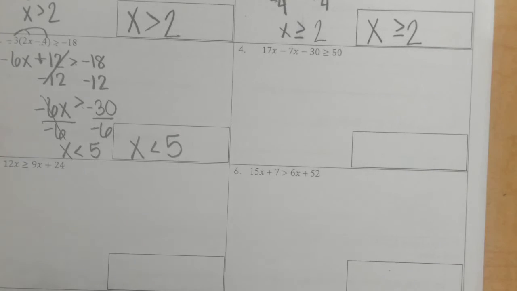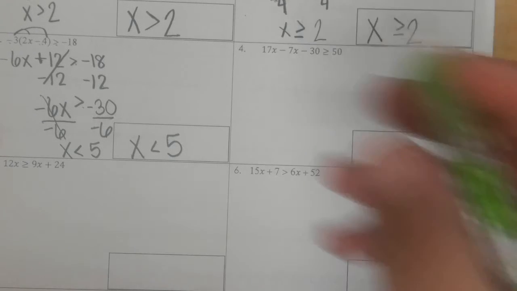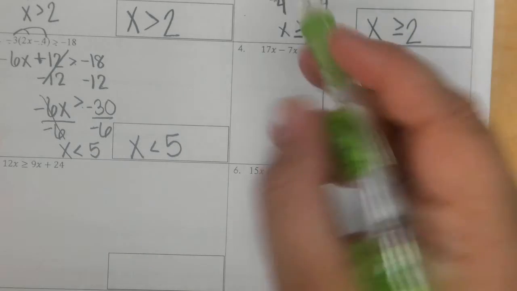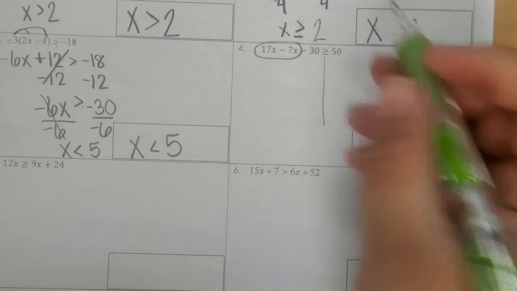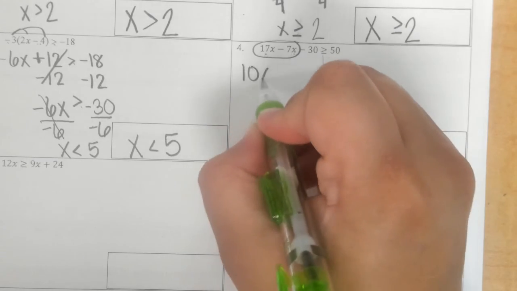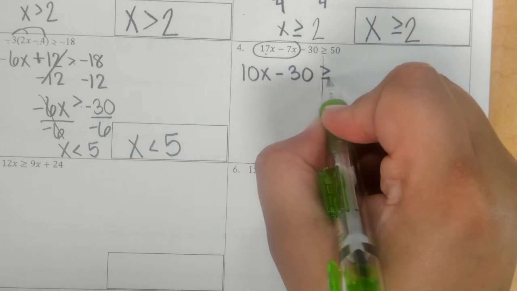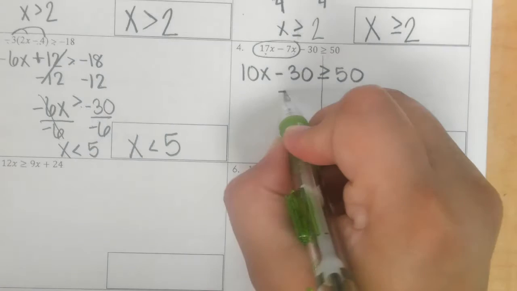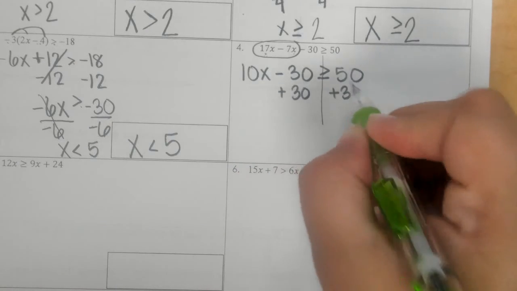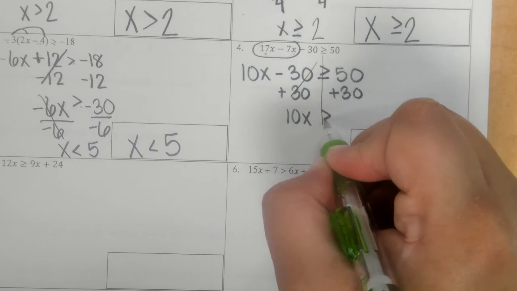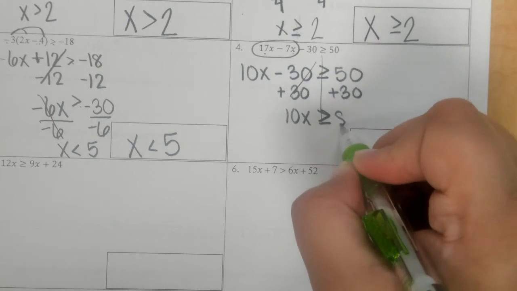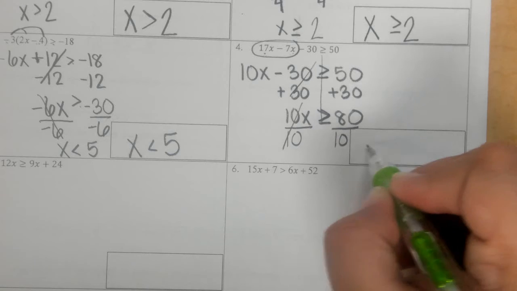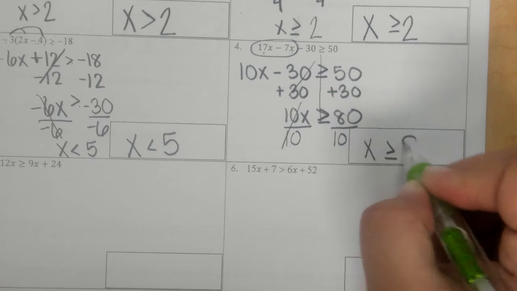Okay. Number 4 is like one of the questions on that first test as well. You notice that these are on the same side of the inequality. So if they're on the same side, you just combine. 17 minus 7 is 10x. Minus 30 greater than or equal to 50. And then we just add 30. And 10x is greater than or equal to 80. And then our last step is to divide by 10. And x is greater than or equal to 8.